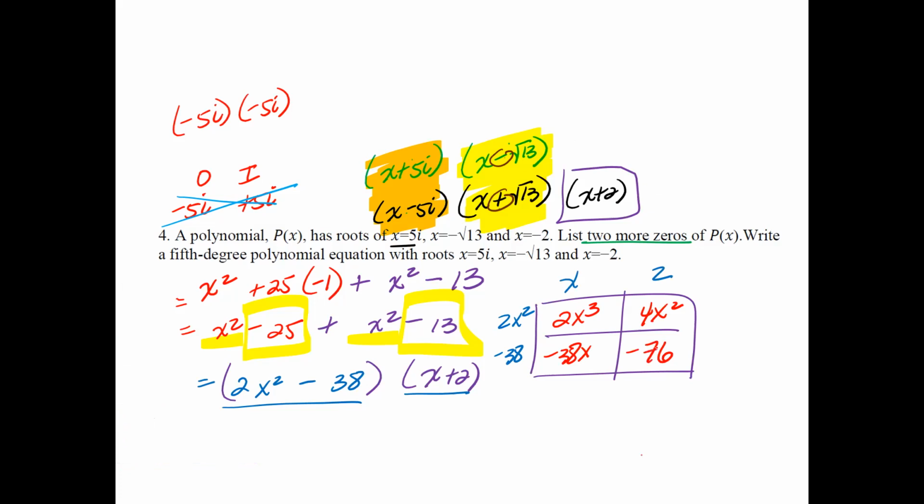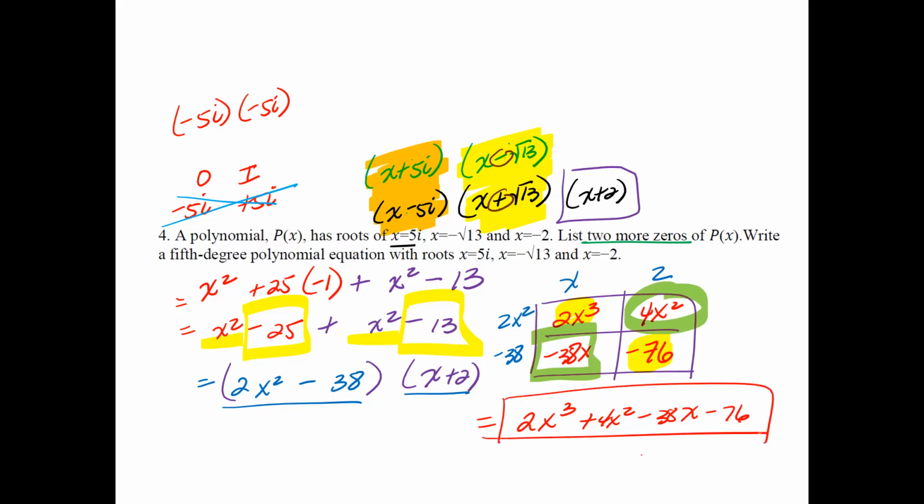Okay, and then just keep in mind that your first and last number, or your answer, is going to be this one here and this one here, but then you can't combine this diagonal because they're different. If you look at it, they are not the same terms. So then your answer will just be 2x cubed plus 4x squared minus 38x minus 76.